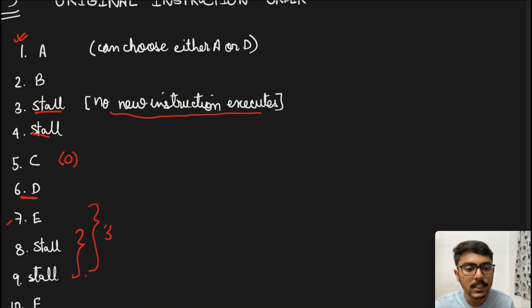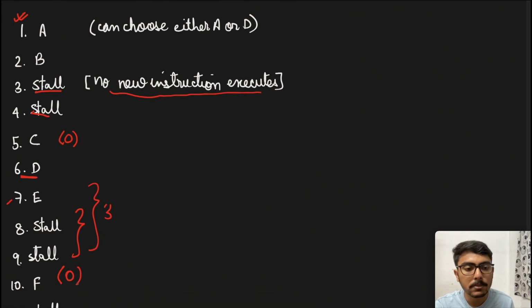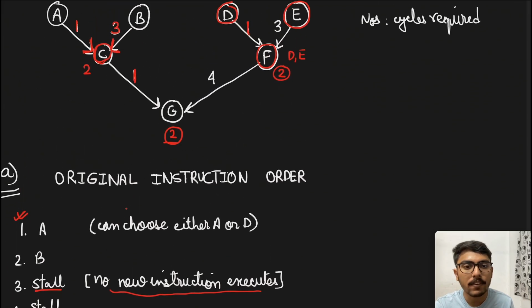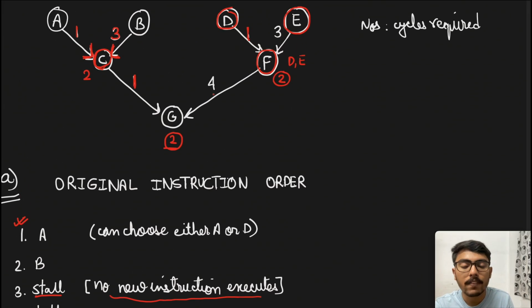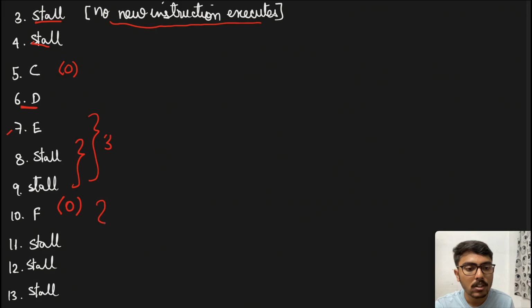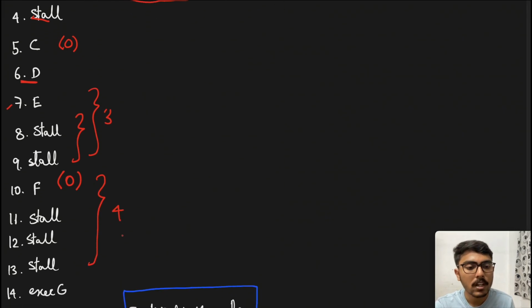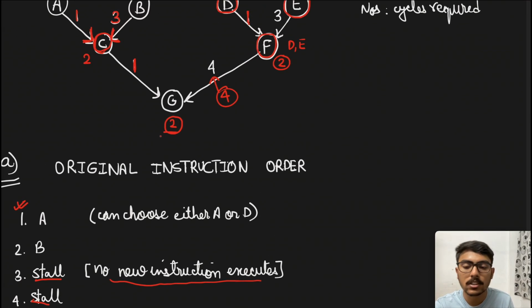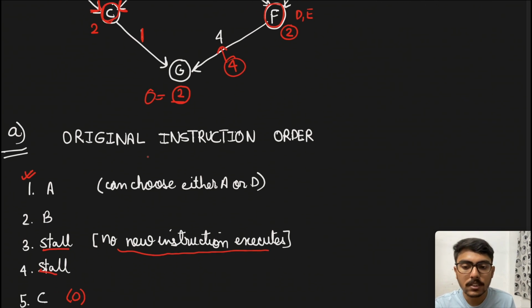So once that is done, again the dependency of F becomes 0, and then we need to stall, because F has the number of cycles 4, right? So we will stall for 3 more cycles. So this becomes 4, right? Once that is done, then we go to execute G, and G will be executed because its dependency will become 0. So that is the first part of the question.